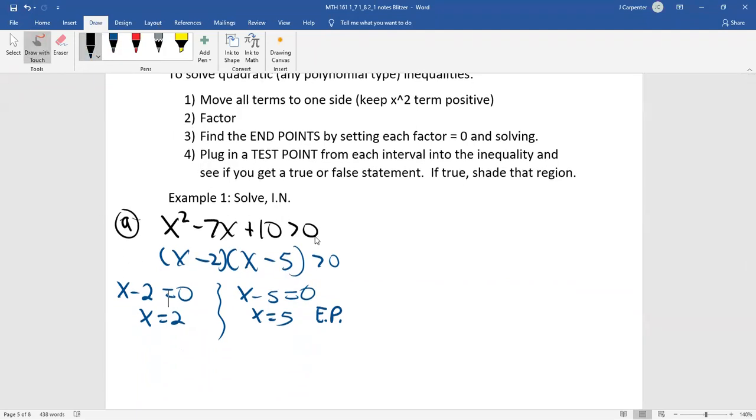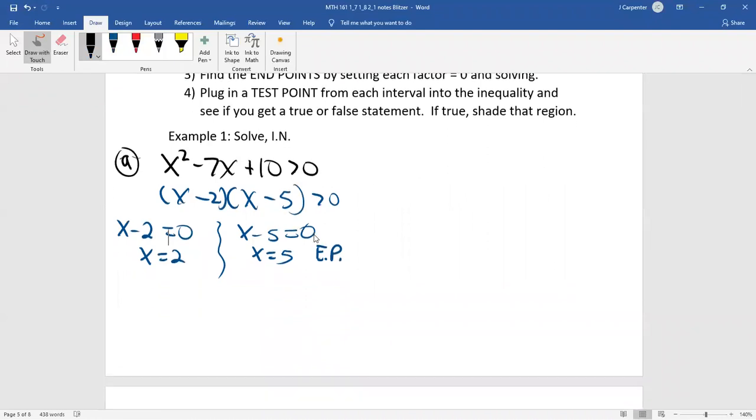So here's what I like to do. I like to draw up a number line. Am I going to have enough room? Yeah, I'll have enough room. I can make it work. Draw up a number line, and I'm going to put the 2 and the 5 up there in appropriate order.